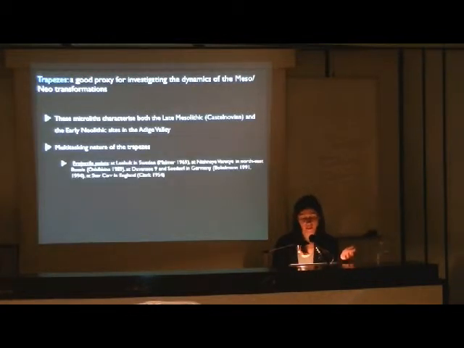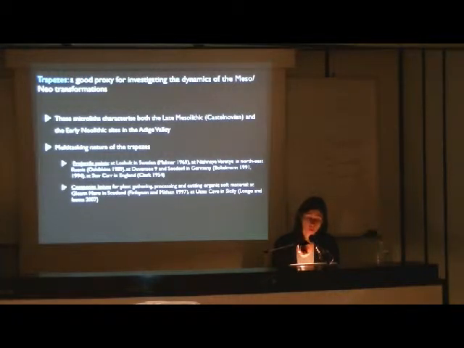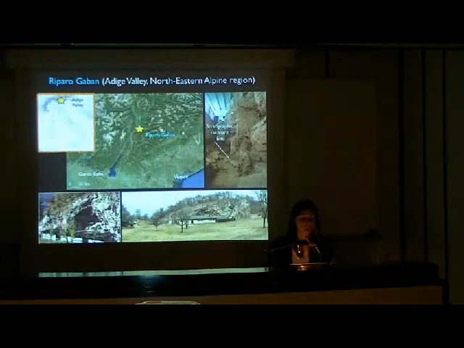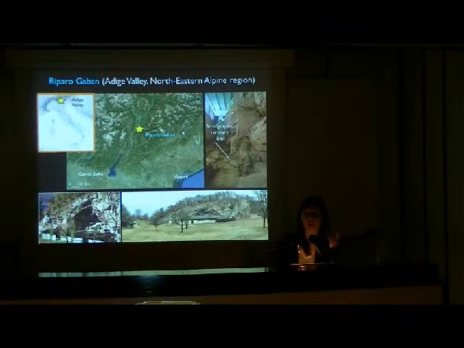Because in many sites they have been analyzed, and the multitasking nature of these tools has been demonstrated. They have been used as projectile points, but at the same time as composite knives, so as parts of other kinds of multitasking tools. So we thought that starting the study from trapezes, to understand the possible changes or continuities in the techno-functional choices in the region, would be a good starting point. So, to synthesize what I was talking about: trapezes from where? From Riparo Gaban, which is one of the most important sites in the Adige Valley.